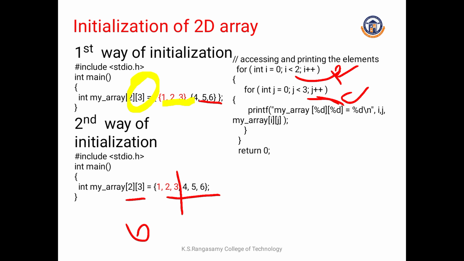We have to initialize i equal to 0 and check whether it is less than 2. Yes, the condition passes, and then the increment operator follows, and after that you check for the column. Once you get the values, you print those values using my array. So the values of i and j will be passed to the array indices here, and then your matrix value will be printed.